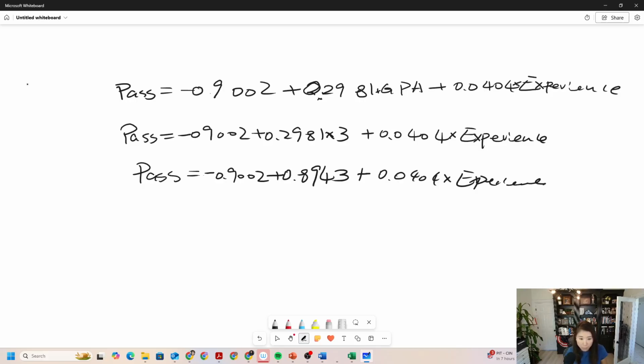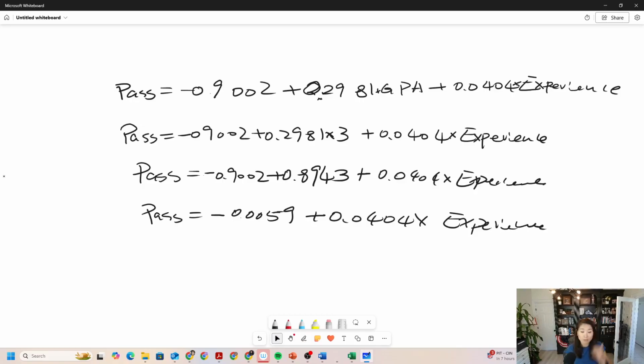Okay, and now we can find the difference between these two. So the pass will equal to, let's see, what do we get here? The difference between these two numbers: negative 0.9002 plus 0.8943, I get a value of negative 0.0059, and then plus 0.0404 times experience.